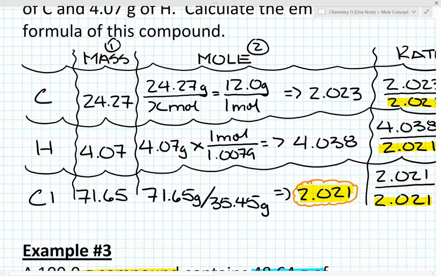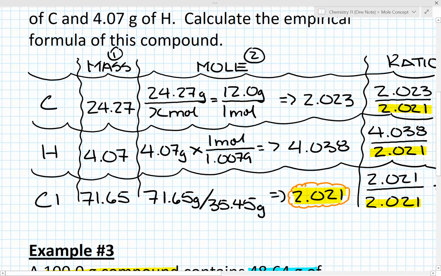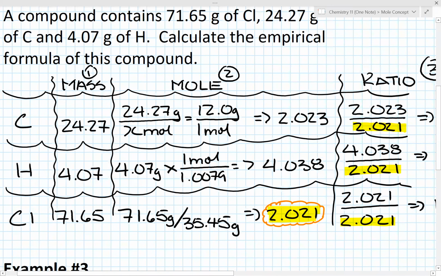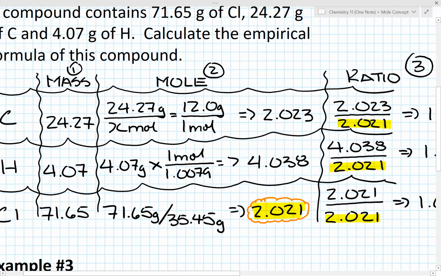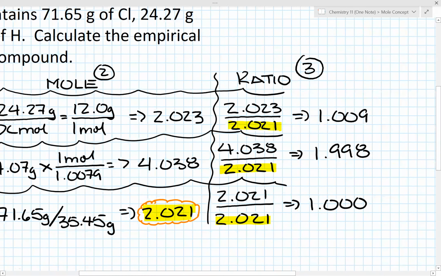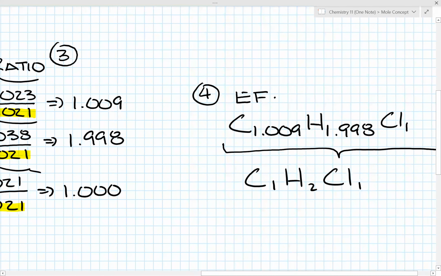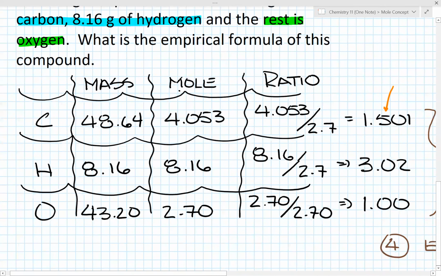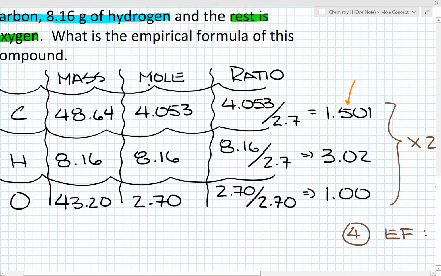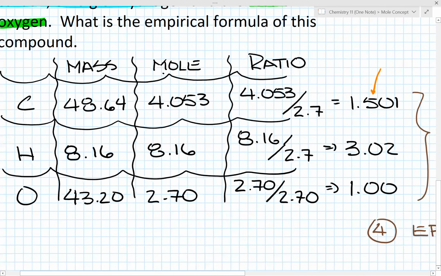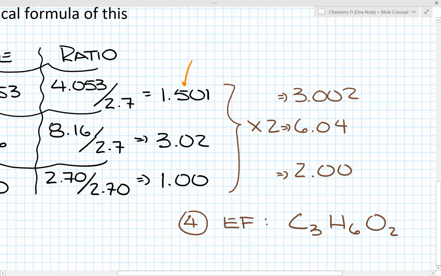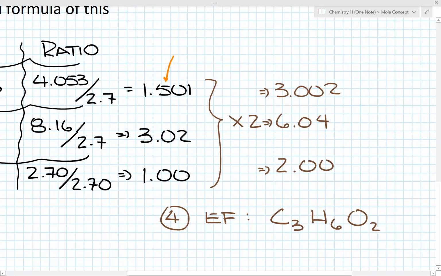The second thing is, notice the number of sig figs. I'm carrying the majority of sig figs, either 3 or 4 sig figs, all the way through my calculations, and the only time I round is at the very end. That's what I would recommend when you are doing these calculations: carry at least 3 to 4 sig figs through the mass, the mole, and the ratio, and only round at the very end.